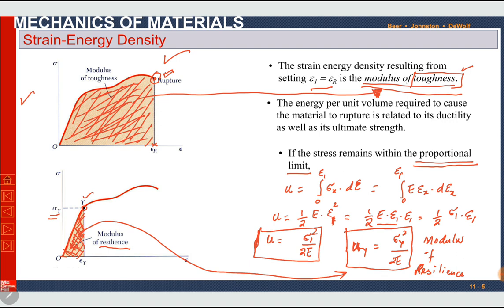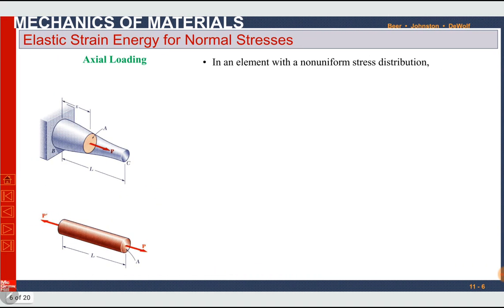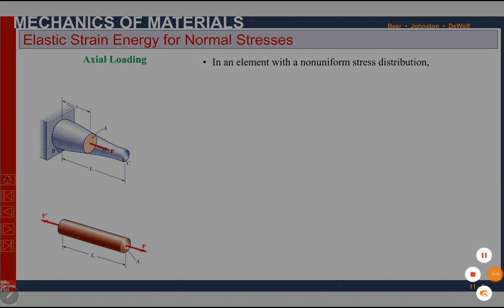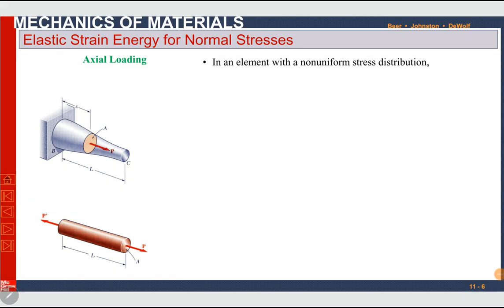We will use this expression frequently while solving numerical problems, and whenever we deal with elastic deformations while calculating strain energy density. Moving further, the next topic is strain energy density for normal stresses. Up till now we have just defined strain energy. Now, for normal stress, when a material is under normal load, for example here in this diagram is a non-uniform bar. Area is changing with the length, and it is under an axial load P, and we want to find the strain energy density.